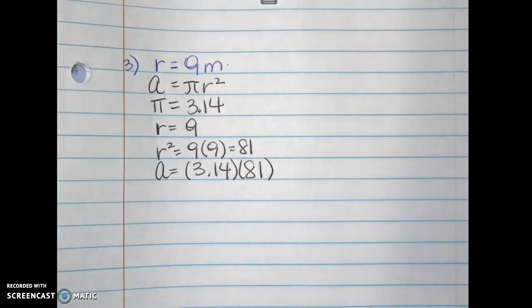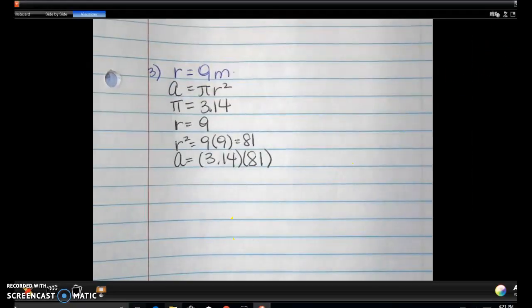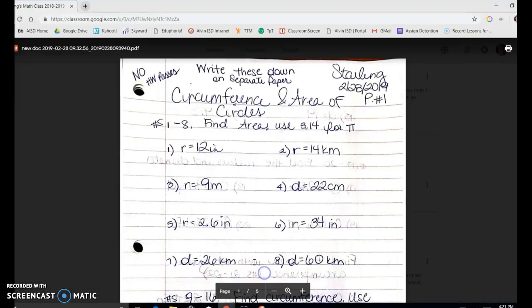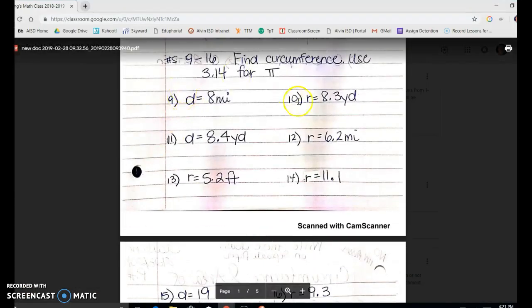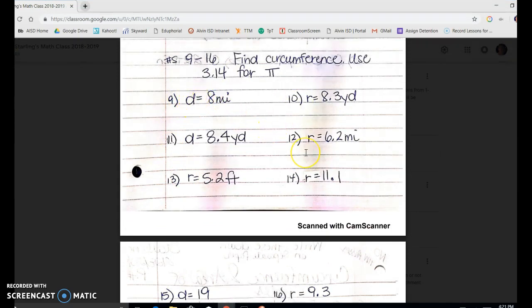So now let's check out a circumference question. I had my questions written down somewhere, and I can't tell you where I put them. So I need to go back to the Google Classroom post. Here they are. Circumference. So let's look at questions number 9 and 12.